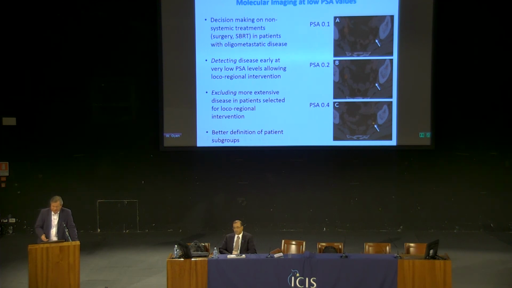And here, in this case, you have a patient with a slowly rising PSA from 0.1 to 0.4 who was sequentially imaged. And you see that at 0.1 and 0.2, we do not pick it up. There are just not enough tumor cells in that node to become positive. And when the PSA hit 0.4, there was a significant tumor mass in that node, and we picked it up.